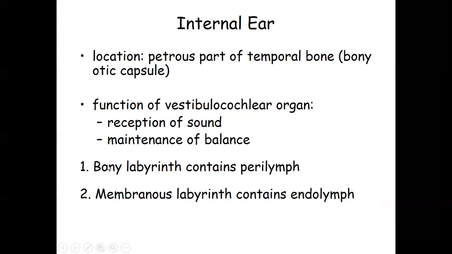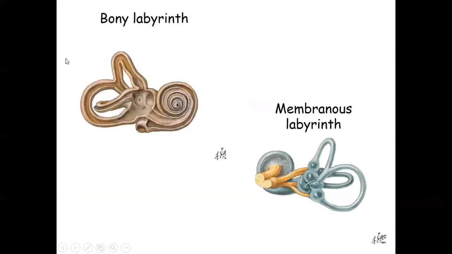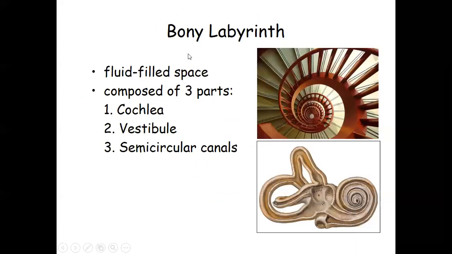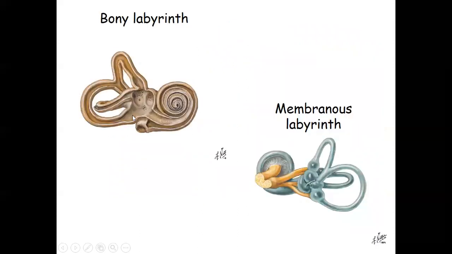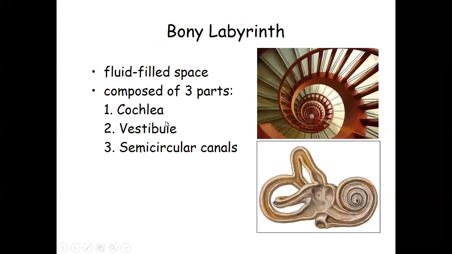We have two components present in the internal ear, the bony labyrinth and the membranous labyrinth. The bony labyrinth contains the perilymph. The membranous labyrinth contains the endolymph. This is the bony labyrinth, and this is the membranous labyrinth. The bony labyrinth is a fluid-filled space.